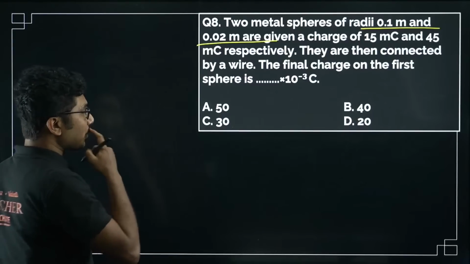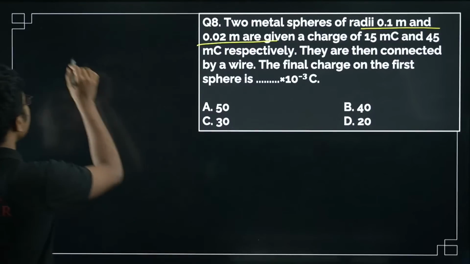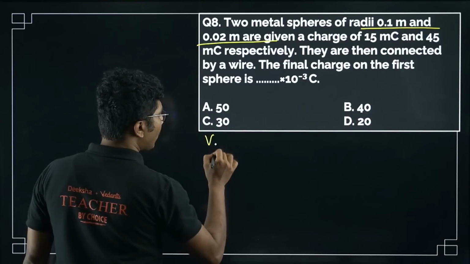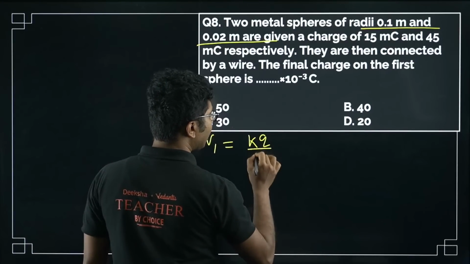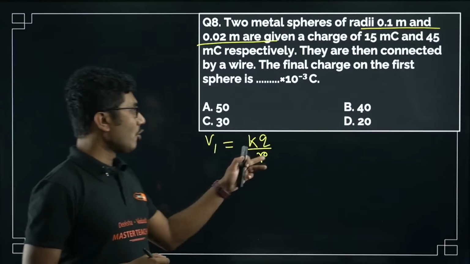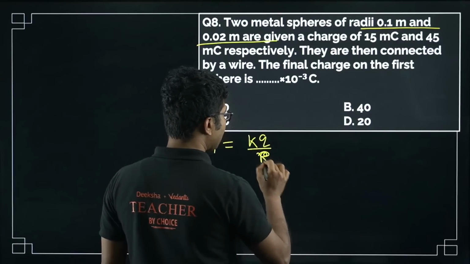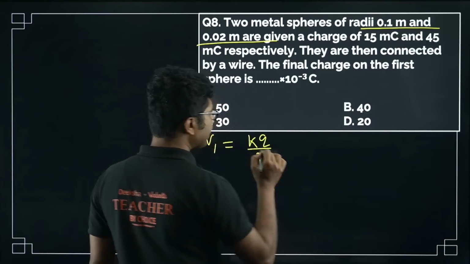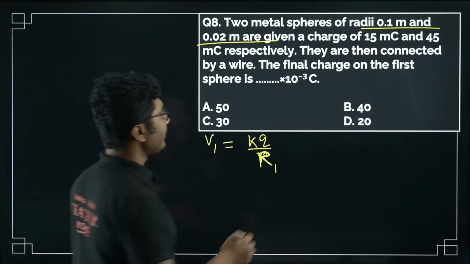So first of all, you have to calculate the potential of sphere 1, say V1. How to calculate it? The formula for potential is similar to electric field. Only thing is that you have to use only R over here. And because we are calculating the potential on the surface of the sphere, you will use capital R, capital R1, that is the radius of sphere 1.